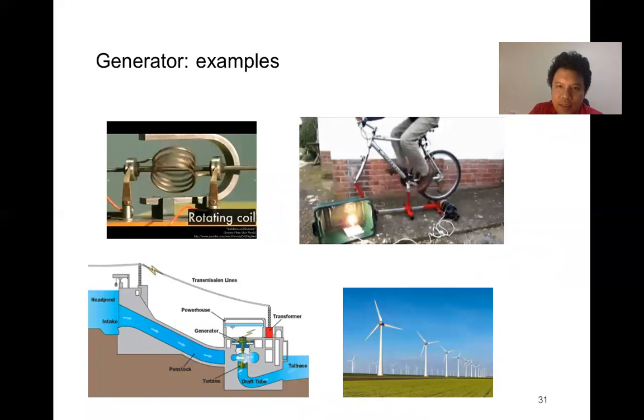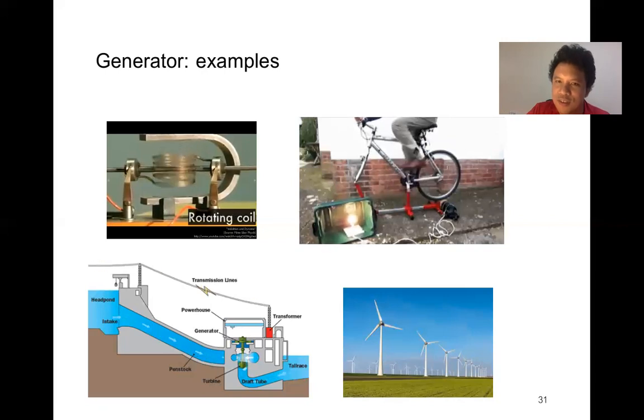Okay, so this principle becomes very popular. You can use the principle of changing magnetic flux when you rotate the coil. When you rotate the coil, the angle changes. When the angle changes, the magnetic flux changes. When the magnetic flux changes, you have induced EMF or induced voltage. So when you have the induced voltage, you have induced current, and you use the current to run the lights and everything.